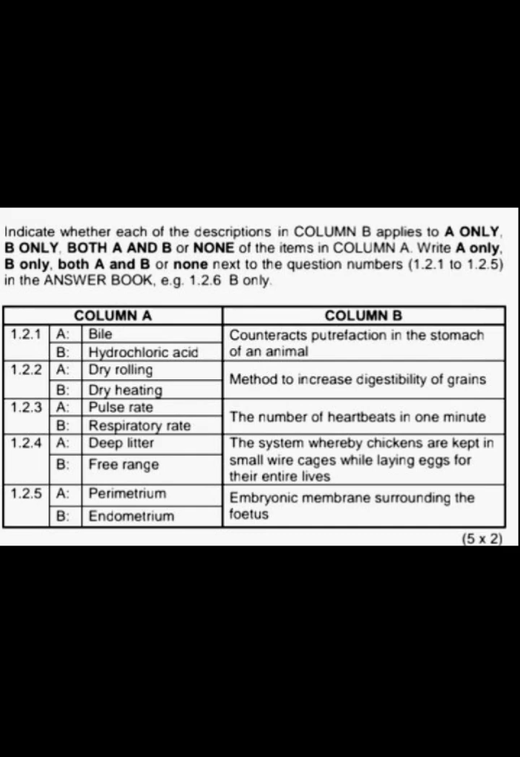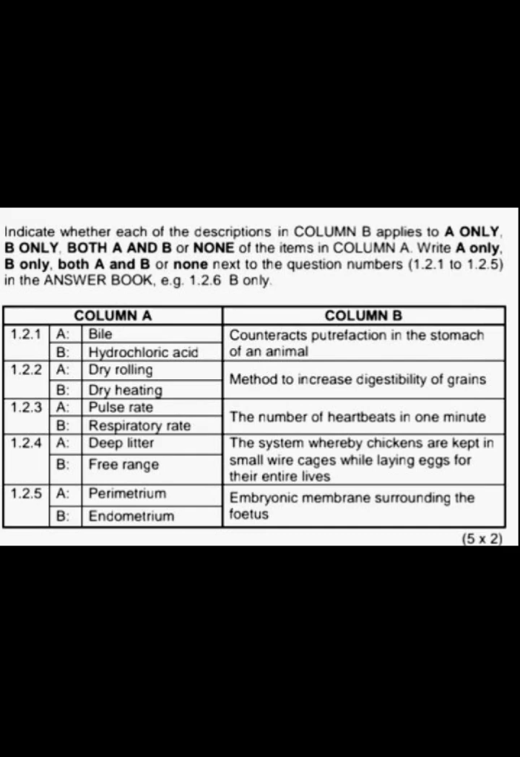1.2.1 says: counteract putrefaction in the stomach of an animal. If we don't know what counteract and putrefaction mean, we cut them out and look at "in the stomach of an animal." Then we look at column A. It says bile and hydrochloric acid. Bile is far away from the stomach. No, bile goes to the small intestine.